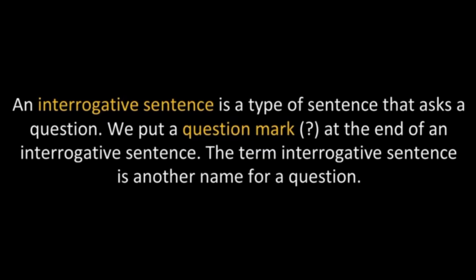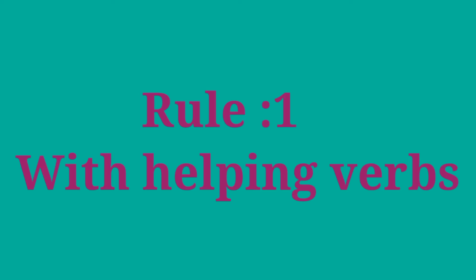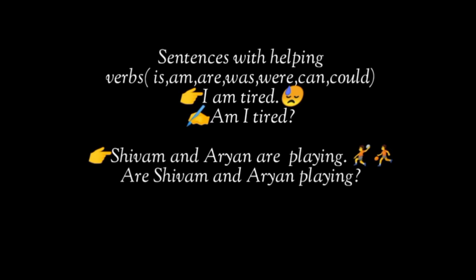So let's look at how to frame interrogative sentences. To frame interrogative sentences, we have to follow some rules. These rules will help us to form correct interrogative sentences. So, rule 1: when we have sentences with helping verbs. Children, you know that there are 23 helping verbs, and helping verbs help the main verb. So, let's see how the helping verbs help to frame questions.